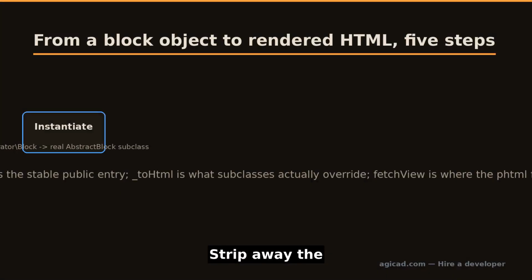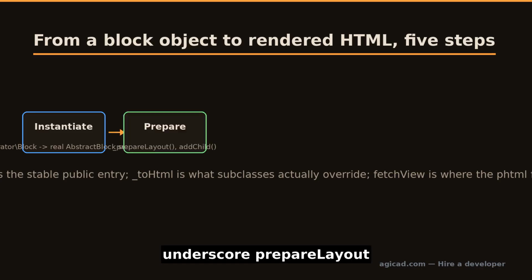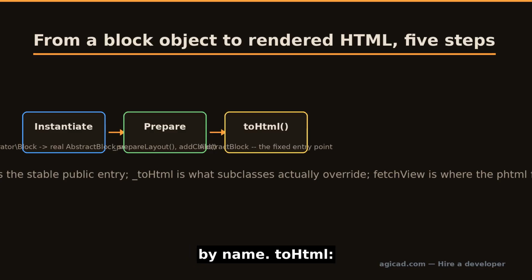Strip away the code and every visible piece of markup goes through 5 stages. Instantiate: Part 10's generator already built a real object, some concrete subclass of AbstractBlock. Prepare layout runs, often calling addChild to attach related child blocks by name. toHtml: the public, effectively fixed entry point on AbstractBlock that every caller invokes, whether that caller is a parent block or the layout's own render loop.